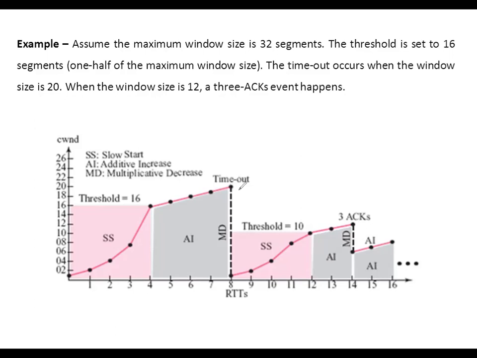So the steps will be, for the next iteration, the new threshold that the sender will calculate: the timeout occurred when the congestion window size was 20. So the new threshold value will be 10. And again, the sender is going to start from slow start. So exponential increase in the window size will be there until it reaches a value of 12, which was given in the question itself. Once the congestion window size reaches 12, let us say the sender detects congestion by using 3 duplicate acknowledgements.